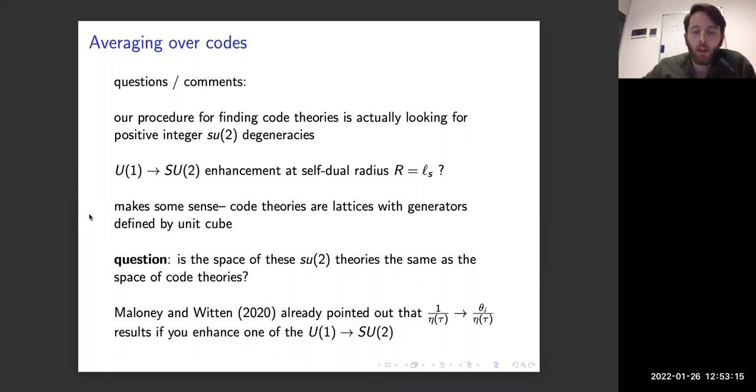And I should also point out, actually in 2020, Maloney and Witten already realized that this would happen if you had some symmetry enhancement. They talk about the symmetry enhancement from one of the U1s, and they say that you'll change the characters from 1 over eta to theta over eta. So our claim is that actually the code theories are the theories where you enhance all of the U1s to SU2.